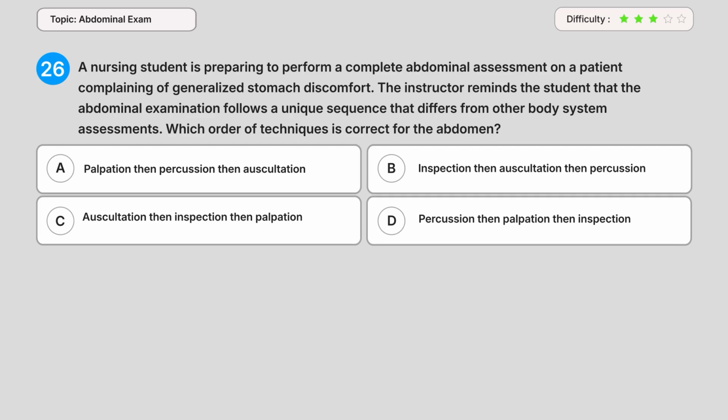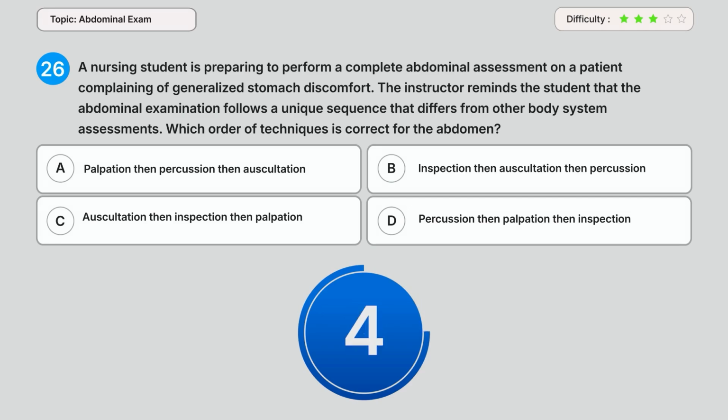A. Palpation, then percussion, then auscultation. B. Inspection, then auscultation, then percussion. C. Auscultation, then inspection, then palpation. D. Percussion, then palpation, then inspection. Do you know the answer?